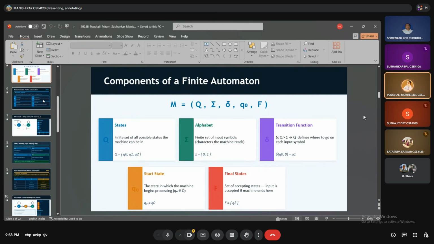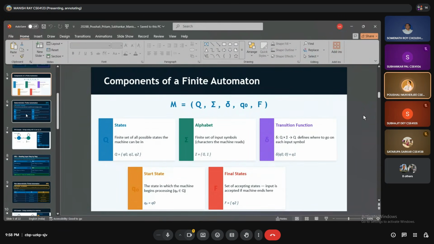In the next slide, we will talk about the components of a finite automaton. Any finite automaton M is defined by 5 parts, called a five-tuple. Q is the finite set of states like Q0, Q1, Q2. Sigma is the input alphabet like 0 and 1. Delta is the transition function. It tells the machine where to go on each symbol, for example delta of Q0, 0 equals Q1. Q0 is the start state where the processing begins. F is the set of final states. If we end here, the string is accepted. From the next slide, Pritam will continue.